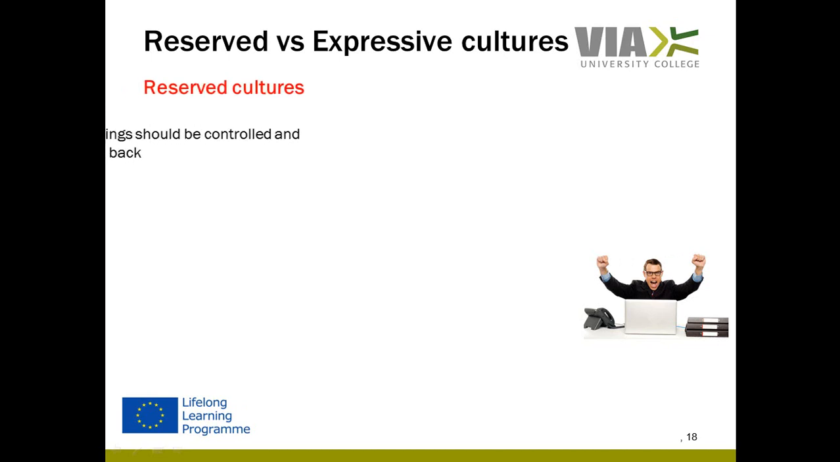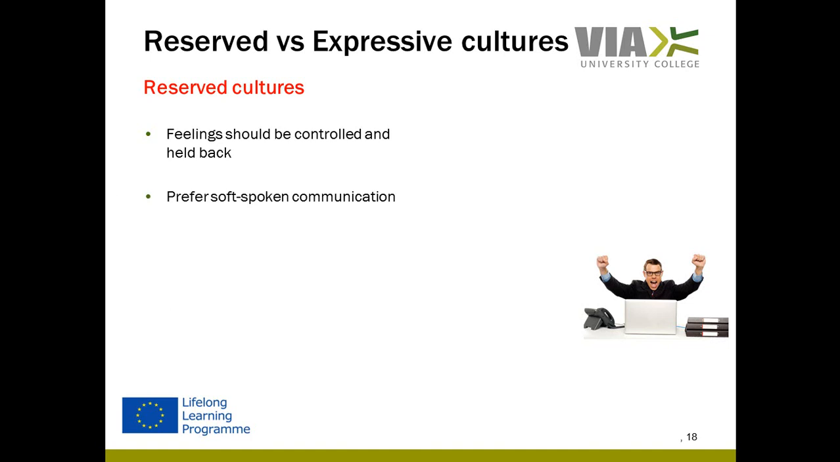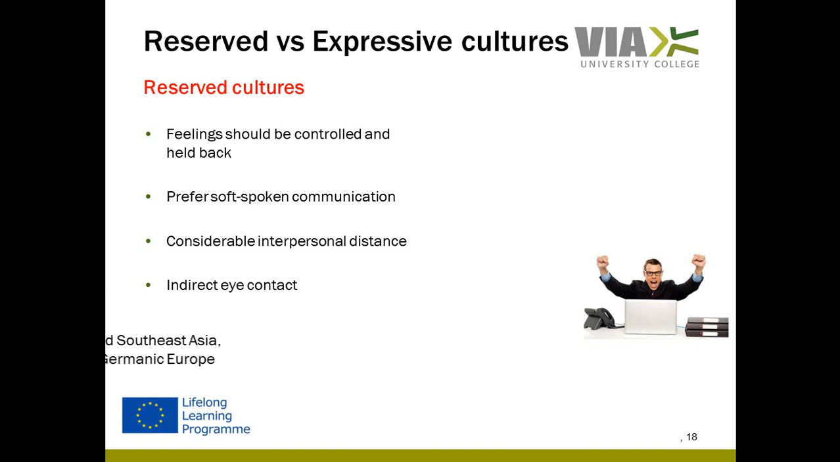In more reserved cultures, people believe that emotions should be held in check, so you don't give the appearance of being out of control. People prefer soft-spoken communication and hardly interrupt each other while speaking. They also make limited use of gestures and facial expressions. And during a conversation, people from reserved cultures feel most comfortable standing at least an arm's length from each other. Besides, in reserved cultures, people dislike intense direct eye contact, which may be interpreted as hostility. Examples of reserved cultures are East and Southeast Asia, the UK, Nordic and Germanic Europe.